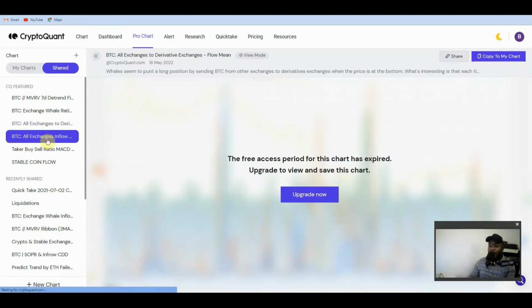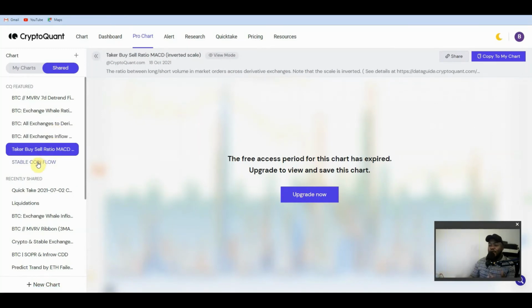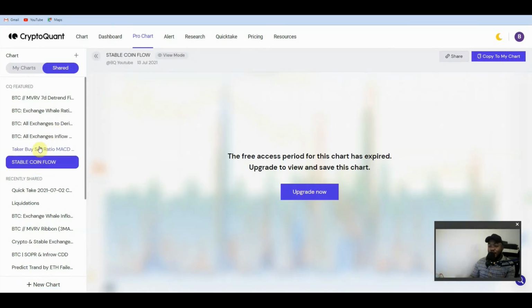Another one is all exchange inflow. When there is a higher inflow into exchanges, when wallets are sending money to exchanges, it shows you that they are about to dump the market, about to sell off and take profit. Then stable coin inflow: if more people are sending stable coins to exchanges, it indicates they are about to buy, so they want to buy different types of coins.